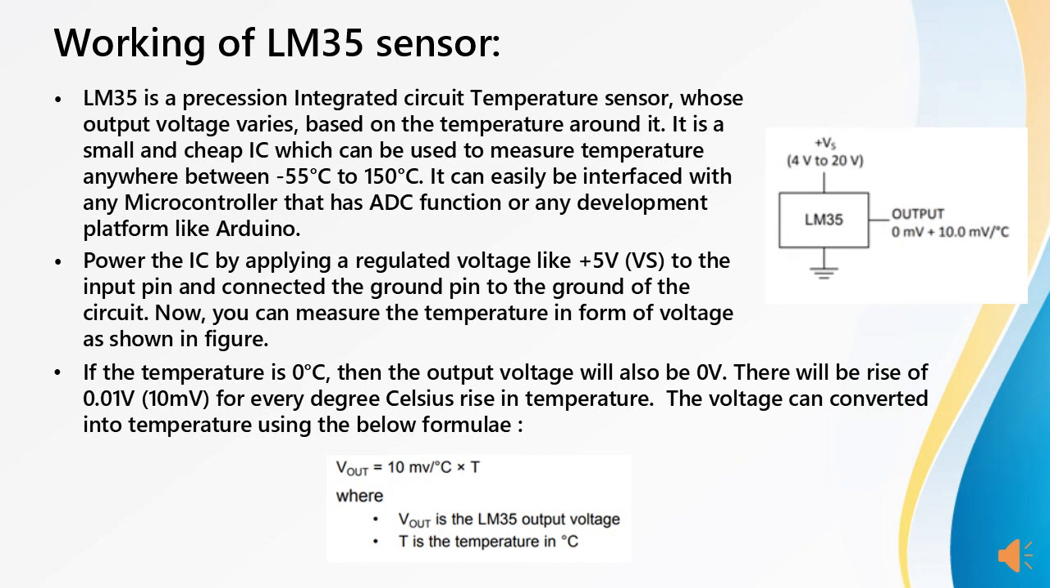Now you can measure the temperature in the form of voltage as shown in the figure. If the temperature is 0 degrees, then the output is 0. There will be a rise of 0.01 volt for every degree Celsius rise in temperature. The voltage can be converted into temperature using the below formula.